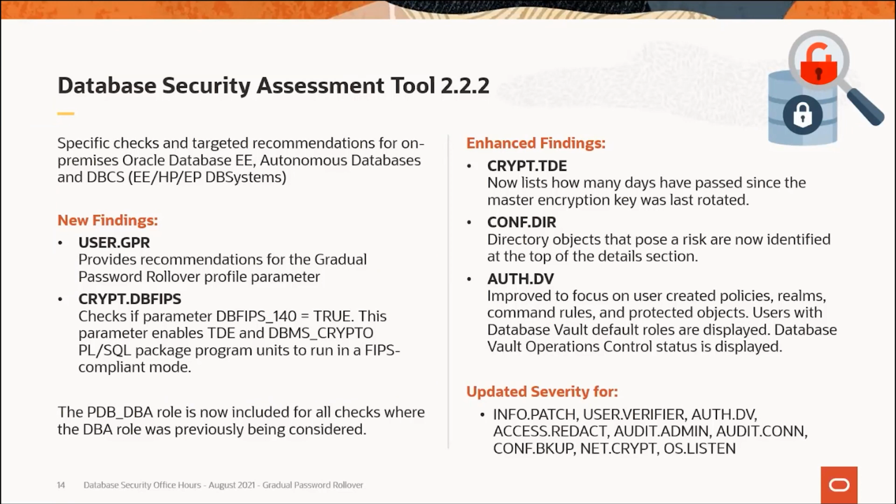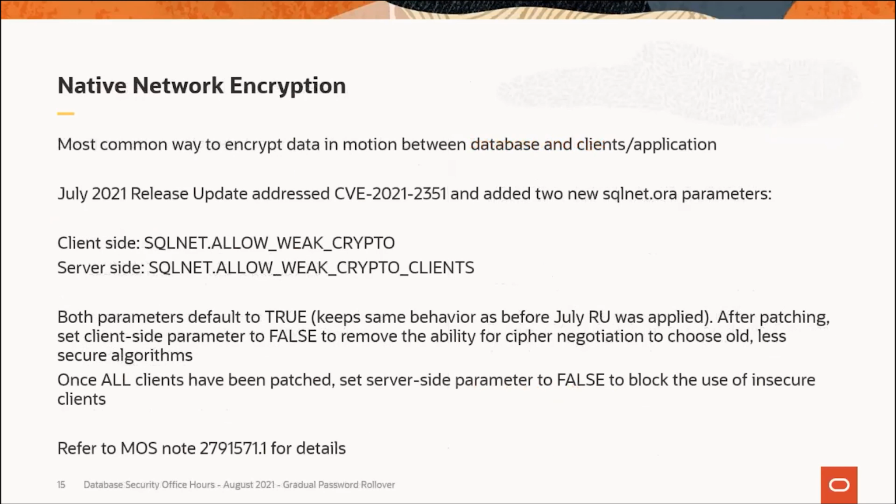We've added in some new findings. One of those is for gradual password rollover, which we'll be talking about a little bit later on. We've also added some checks to examine whether or not you've got FIPS 140 set to true. We've updated some of our severity. We got some feedback that what we had judged as critical in a couple of cases probably shouldn't have been, and a few things that we had judged as low severity, the community agreed that they should be a higher severity. So you'll see all of those updates in 2.2.2, and that's available for you now from My Oracle Support. Just search for DBSAT, and you can download the utility from My Oracle Support.